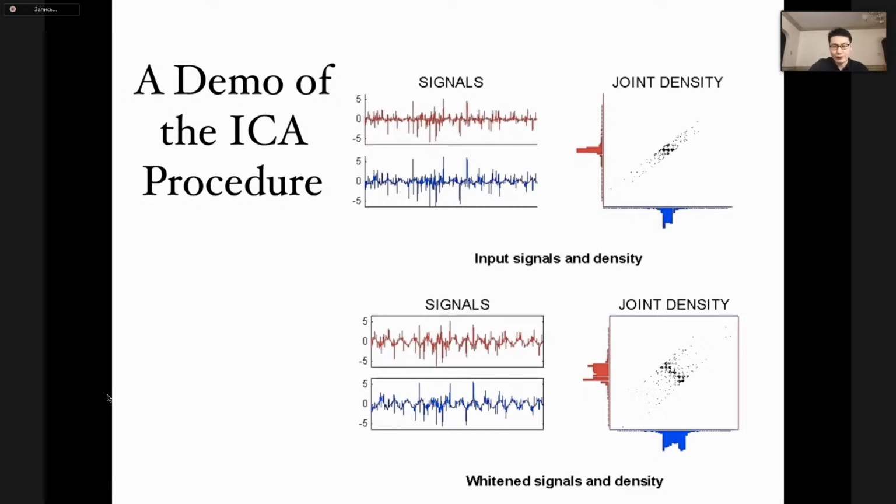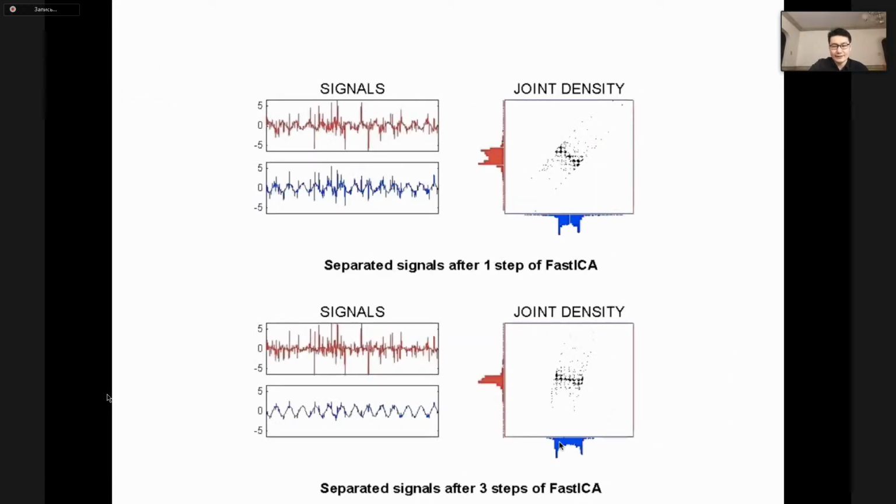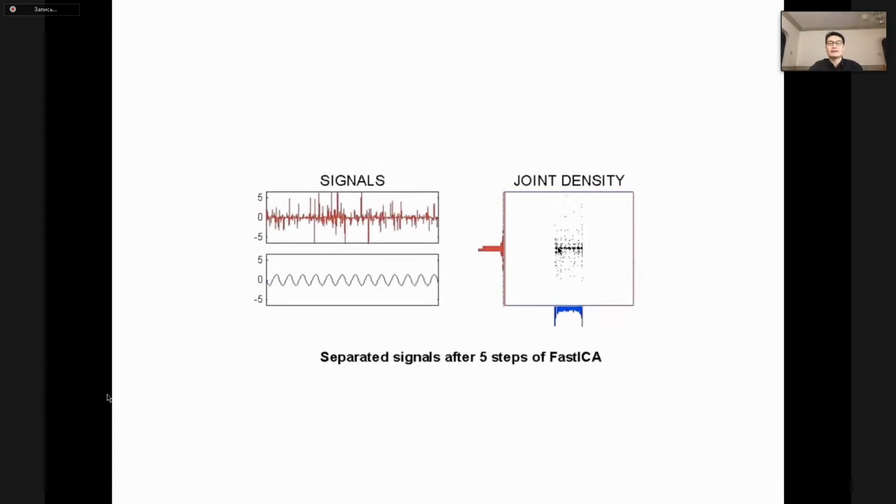Okay, then we go further. First step, second step, and now you can see we can finally find independent components from the two variables. And now you can see they are very simple and structured, right? And they are independent. This is how ICA works. Let's just pause.